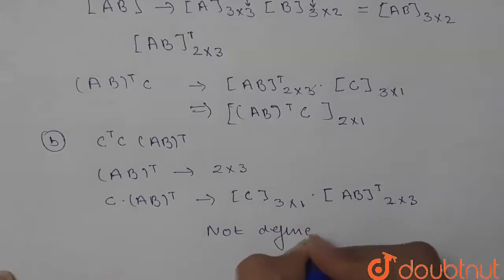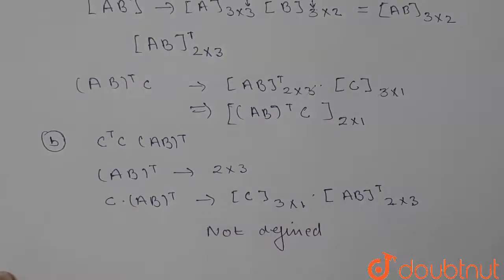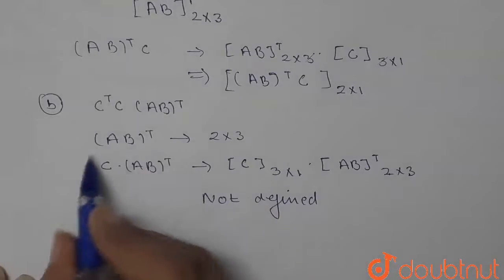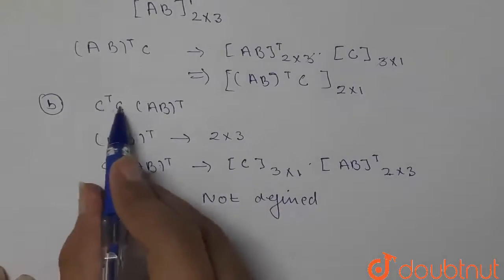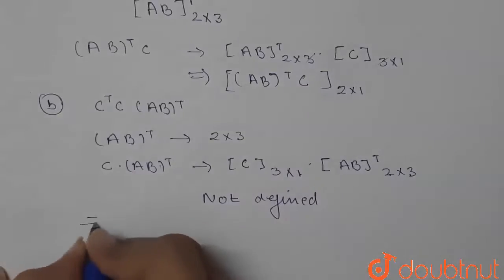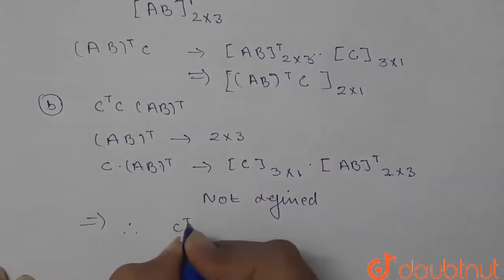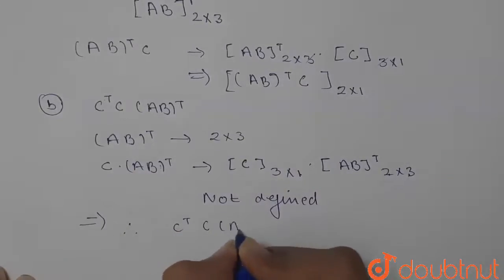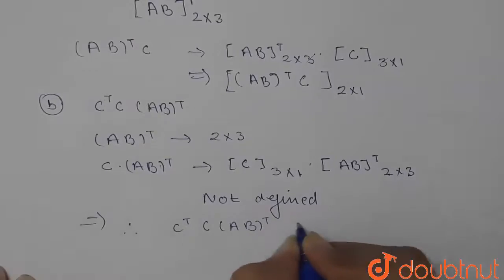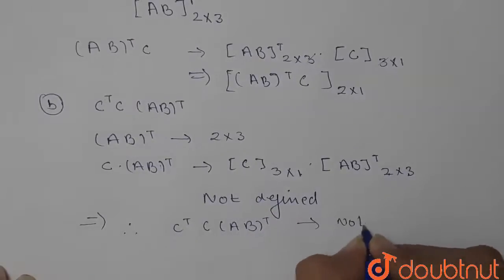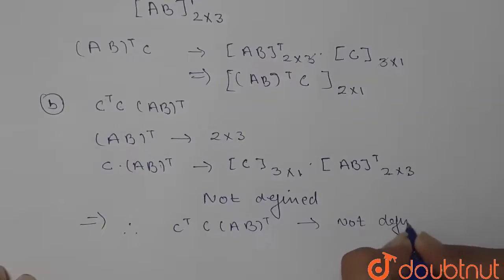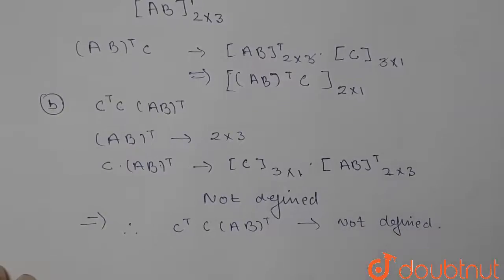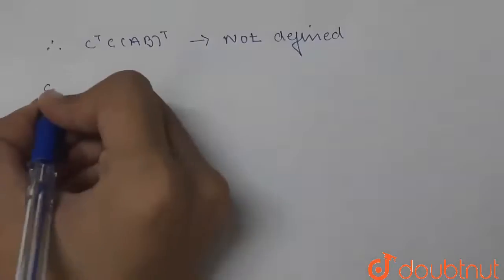Okay, so this is the condition when the matrix is not defined. And obviously if this part is not defined, then if we multiply it with C transpose, that means C transpose into C into AB transpose will also be not defined. Okay, this is not defined.